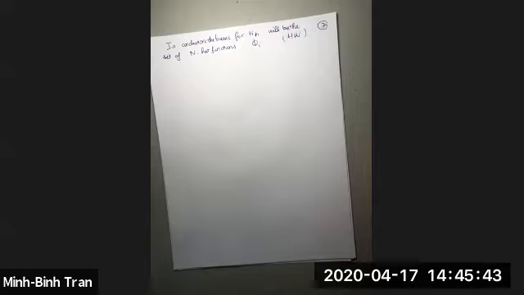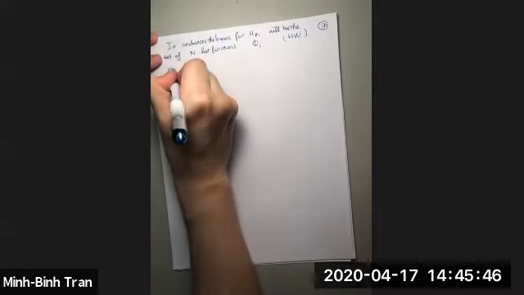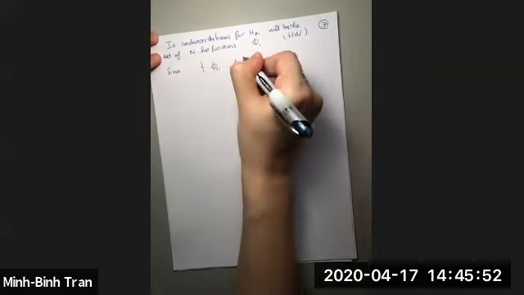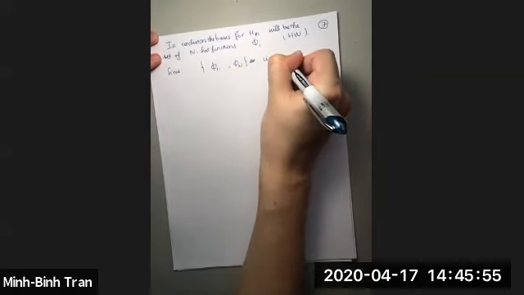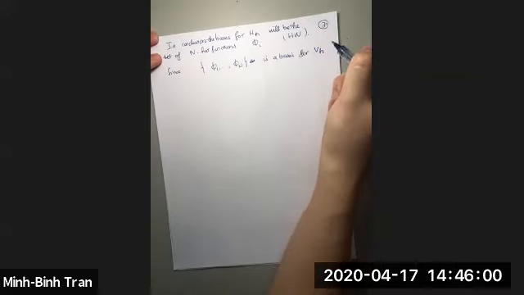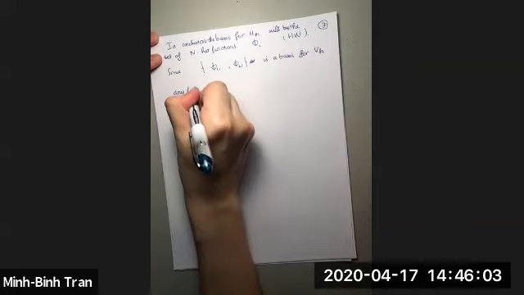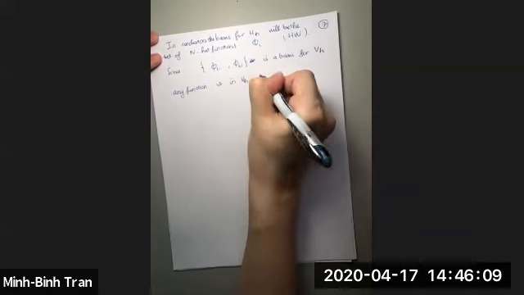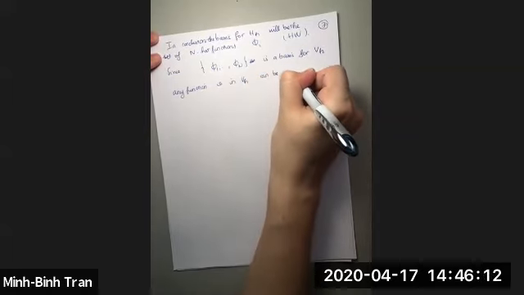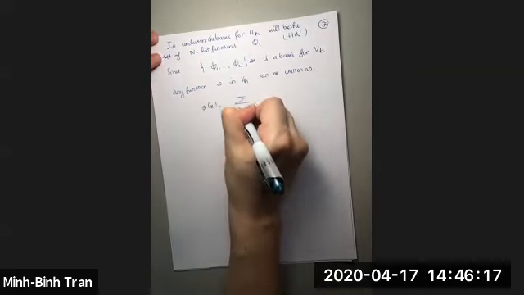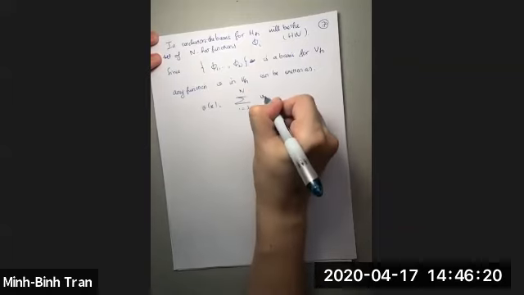So since phi1 to phi n is a basis for VH, any function v in VH can be written as v(x) equals the sum, with i going from 1 to n, of v_i phi_i(x), right?